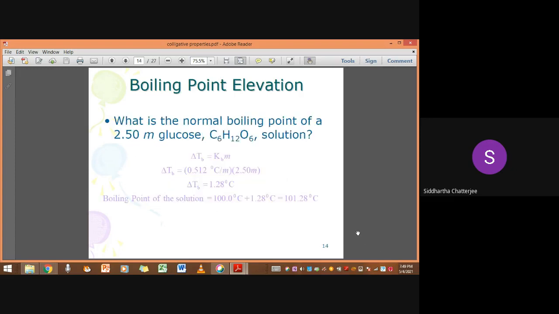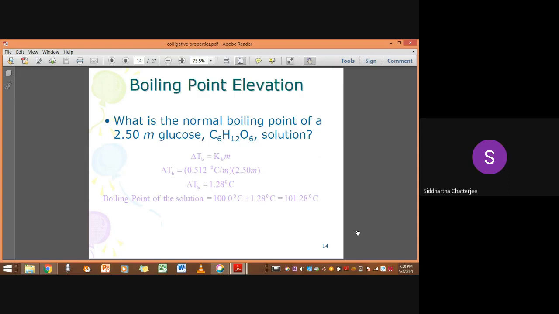Okay. Then you find the numerical, which you have also done. What is the normal boiling point of a 2.50 molar glucose, C6H12O6, solution? As you know, del TB is equal to Kb m. The molal elevation constant for water is 0.512 Kelvin per molality. So into the molality value 2.50.